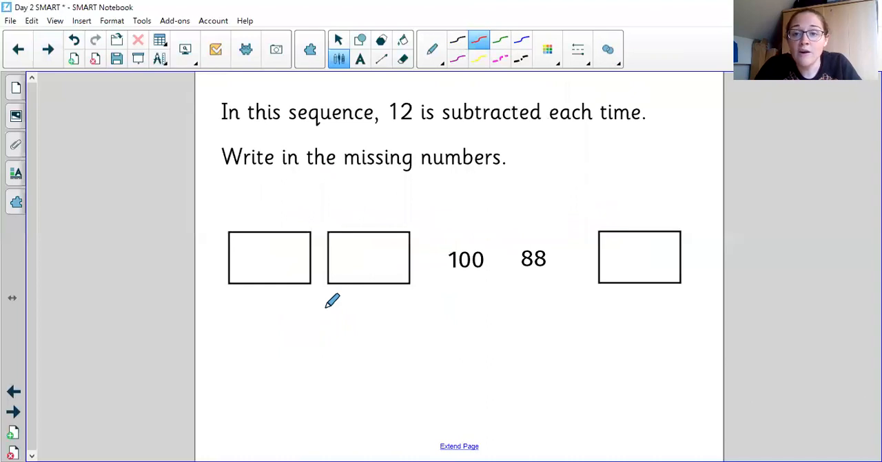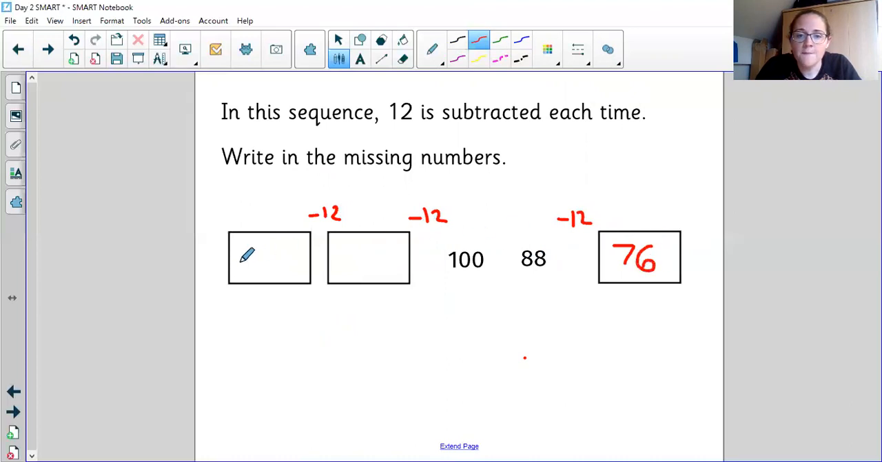In this sequence, 12 is subtracted each time. So each time we go along the sequence, we're taking away 12. Okay, and that would have happened there, and it would have happened there. So let's do this one at the end, because that's going in the normal direction, isn't it? 88, subtract 12. Well, I'm going to subtract the 2 first, and I get 86. Then subtract the 10, and I get 76.